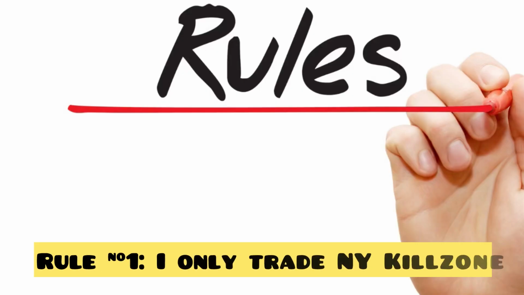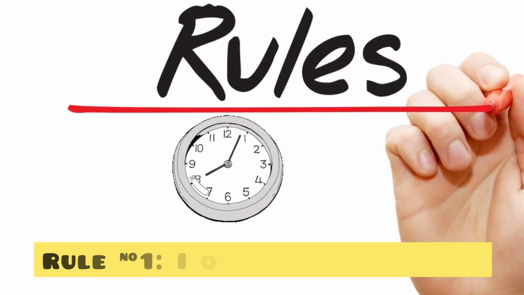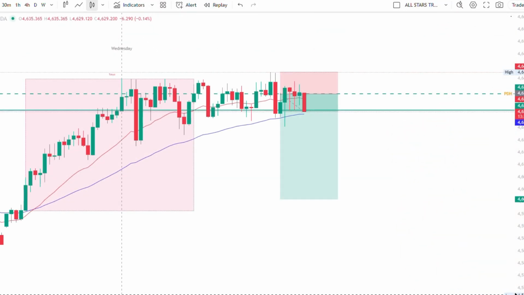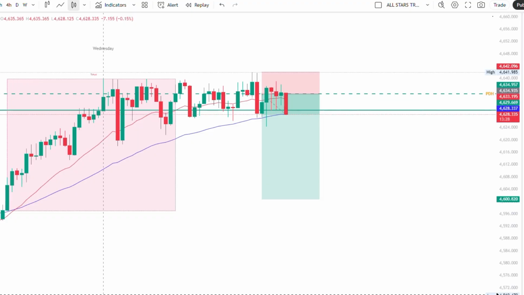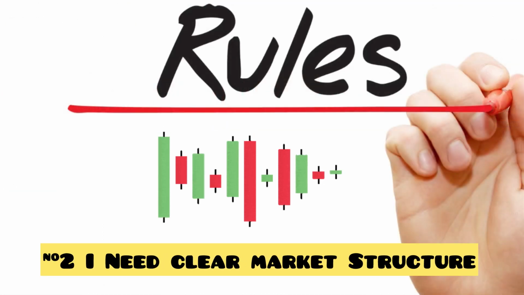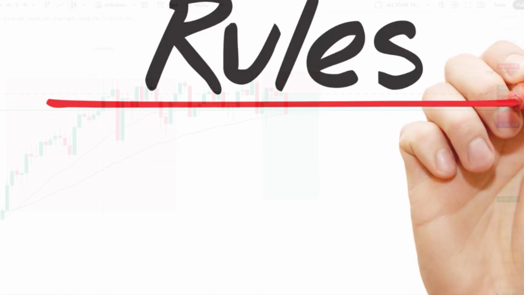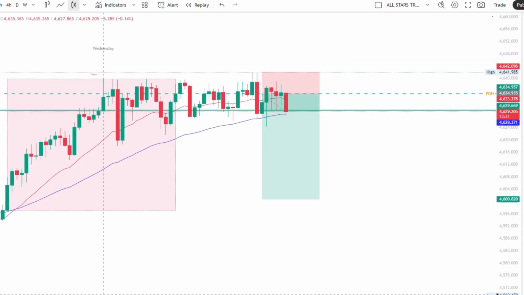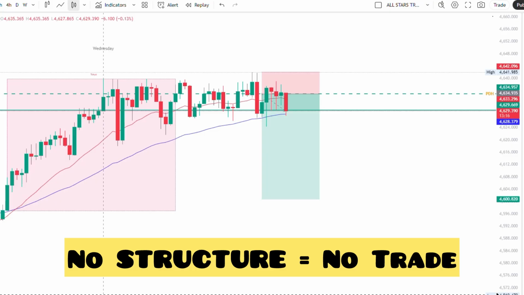I only scalp New York kill zone, roughly around 8:30 a.m. to 11 a.m. New York time. Second rule, I need clear market structure. If the charts look messy, I don't trade. It's that simple. No structure, no trade.